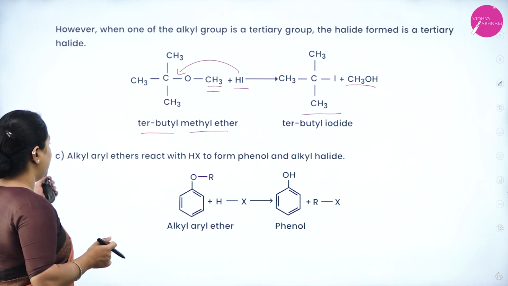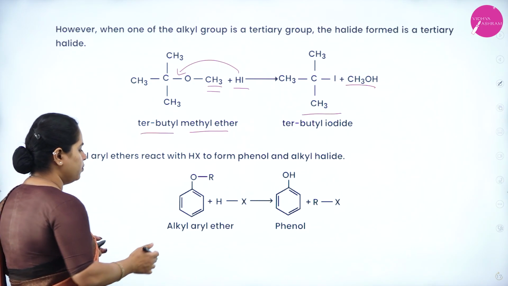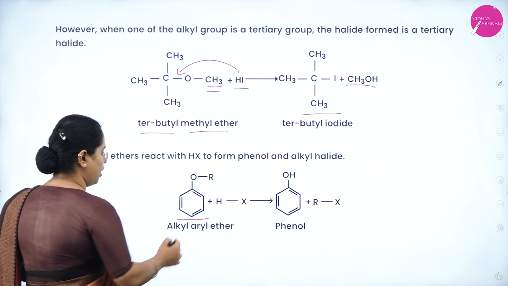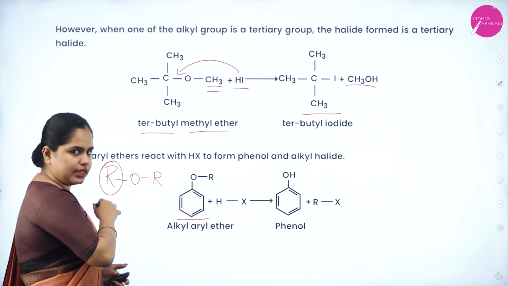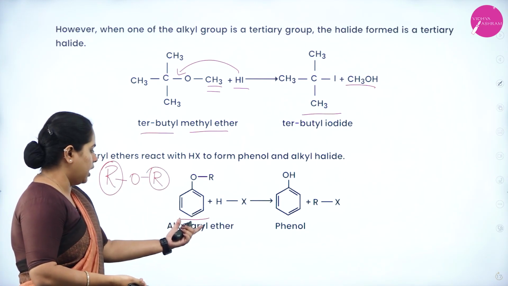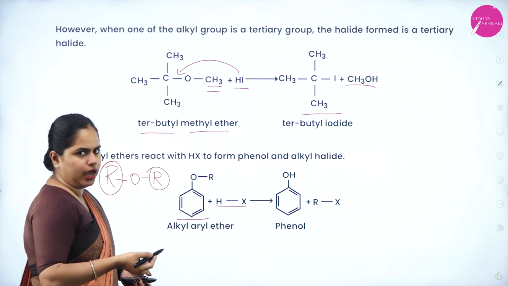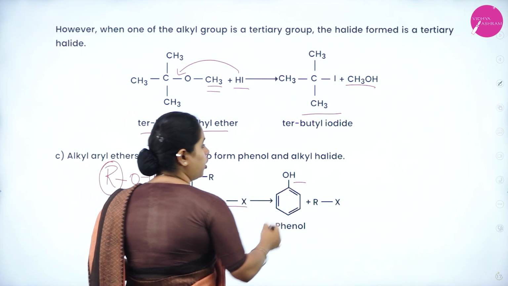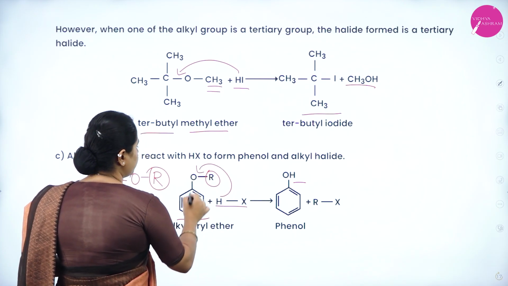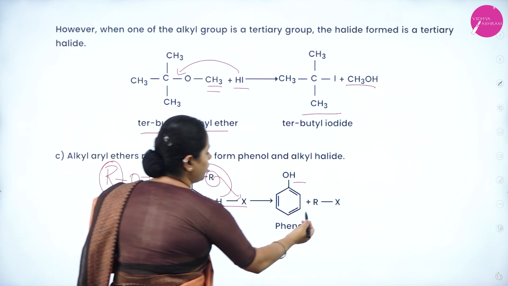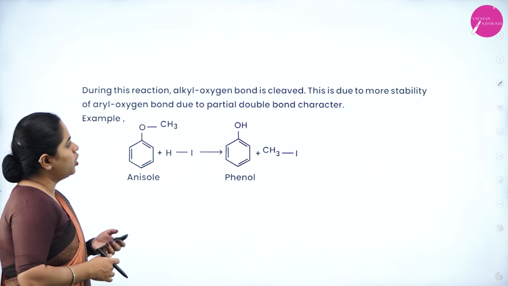Now the next reaction is alkyl aryl ethers reacting with hydrogen halide to form phenol and alkyl halide. Now this is an alkyl aryl ether. That means you have an aryl group as well as an alkyl group. So it is ROR, right? One R is alkyl, one R is aryl. So this is aryl, that is phenyl, and this R is any alkyl group. It reacts with HX, that is hydrogen halide. What you are going to get? You will get phenol, not alcohol. This hydrogen will attack here and the R will attack the X. So you will get alkyl halide as well as phenol. Clear?